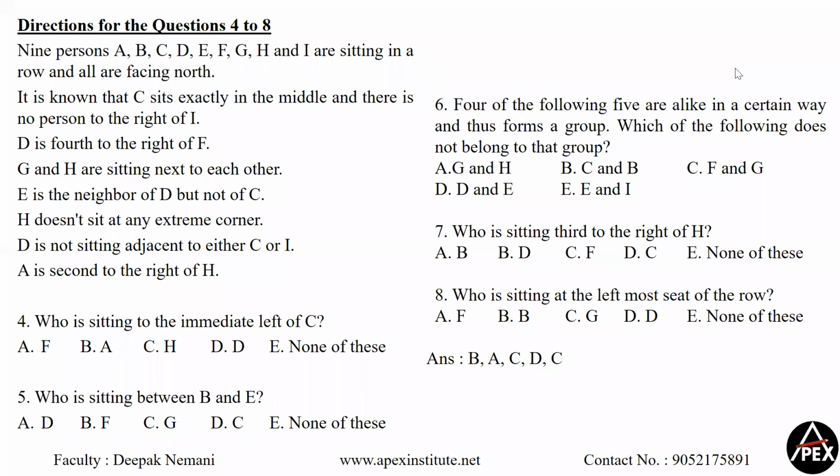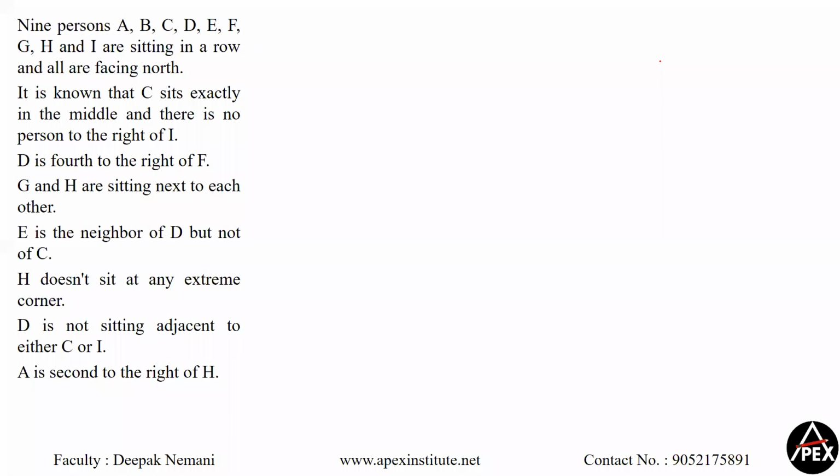So in this question, let's solve this. We have 9 people sitting in a row and all are facing north. So what is the importance of this statement? Facing north. Why is that mentioned? You can unmute yourself and speak. What is the importance of that statement?